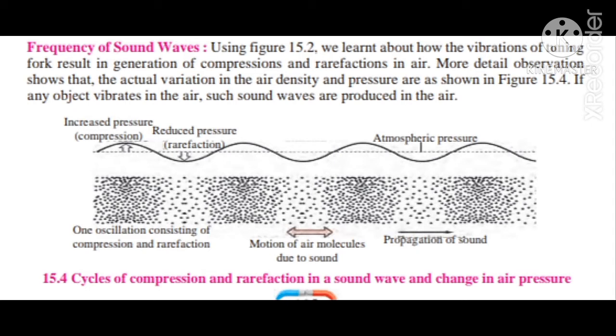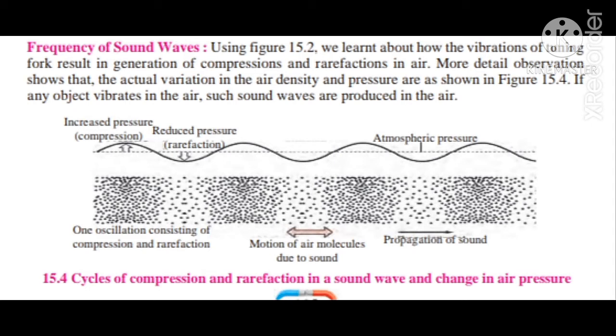We have studied how the vibrations of a tuning fork result in the generation of compressions and rarefactions in the air. Compression means the particles of air are crowded, and hence the density of air is maximum there. Rarefaction is the portion of the air in which the particles are slightly far away from each other. That is why the density of air at that portion is minimum.